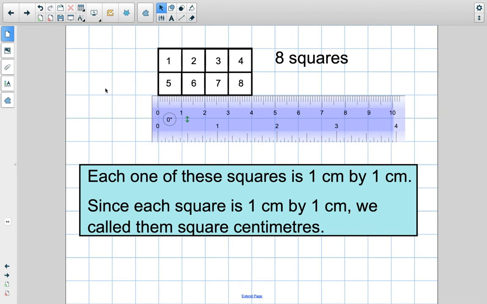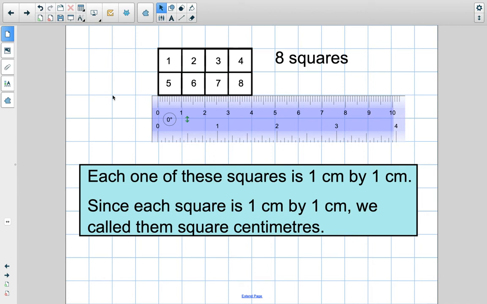So basically what that means is I have a square and it's a centimeter by a centimeter. We wouldn't use rectangles because rectangles have a different length and width. We talk about squares. And so square centimeters is how we measure the area inside a shape.